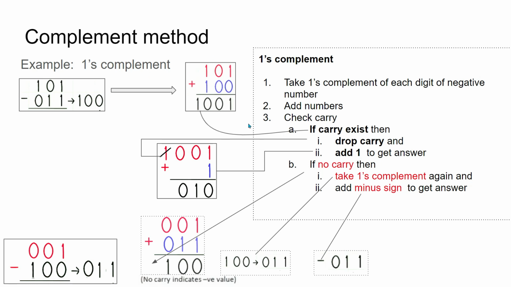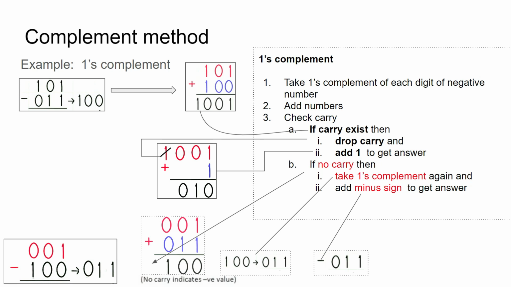If we find the carry over here, then we have to drop the carry and we have to add 1. So this is the process. We have to remember this process if we have to learn 1's complement. So now after dropping the carry, we got the answer. If we have got the carry, we have just to drop the carry and add 1 to it to get the number. That's it.